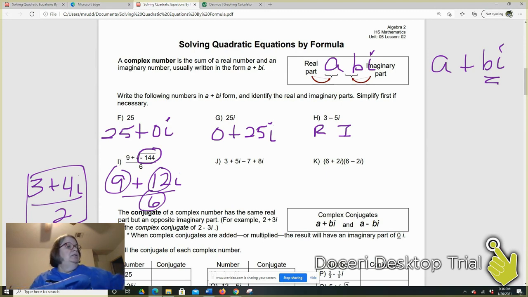This is more of what we did yesterday with your operations with complex numbers. Add, subtract, and multiply. I'm turning the page here. This letter J, remember we learned yesterday that you can add the real parts together. So 3 and a negative 7. The imaginary parts, 5i plus 8i, 13i.